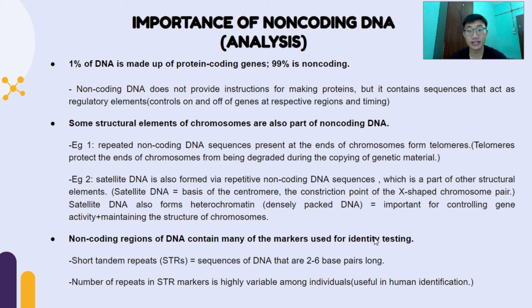Satellite DNA is the basis of the centromere, which is the constriction point of the X-shaped chromosome pair. The satellite DNA also forms heterochromatin, which is densely packed DNA that is important for controlling gene activity and maintaining the structure of chromosomes. The non-coding regions of DNA contain many of the markers used for identity testing. For example, short tandem repeats, also known as STR, are sequences of DNA that are 2 to 6 base pairs long. The number of repeats in STR markers is highly variable among individuals, which makes STR useful in human identification.